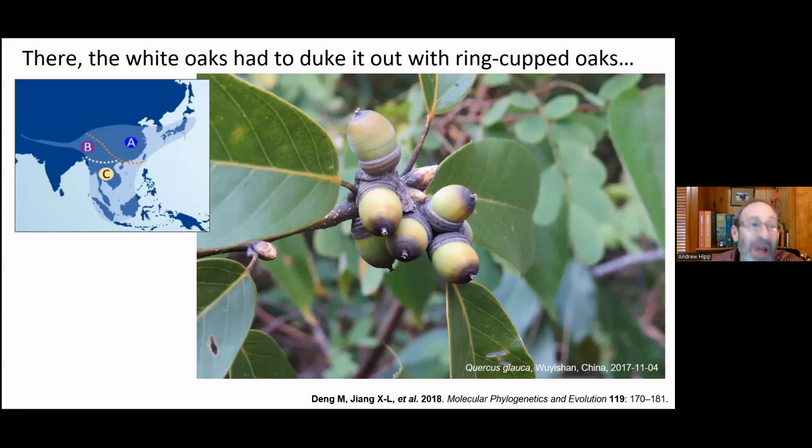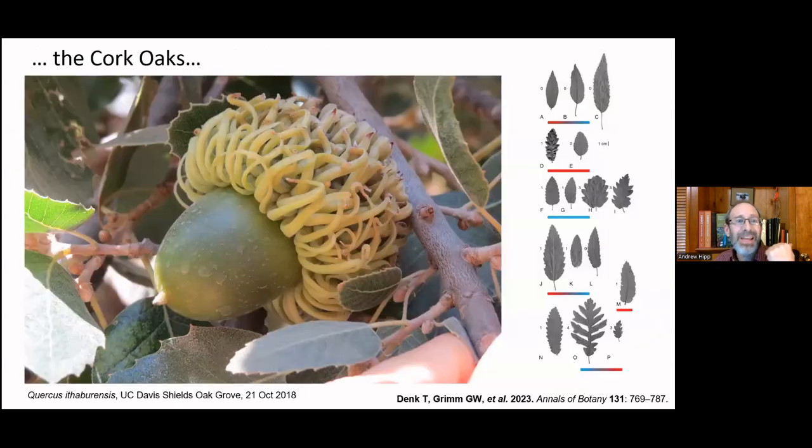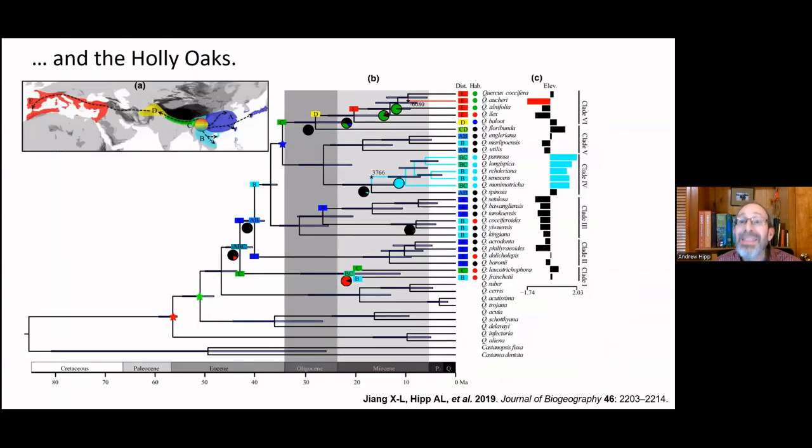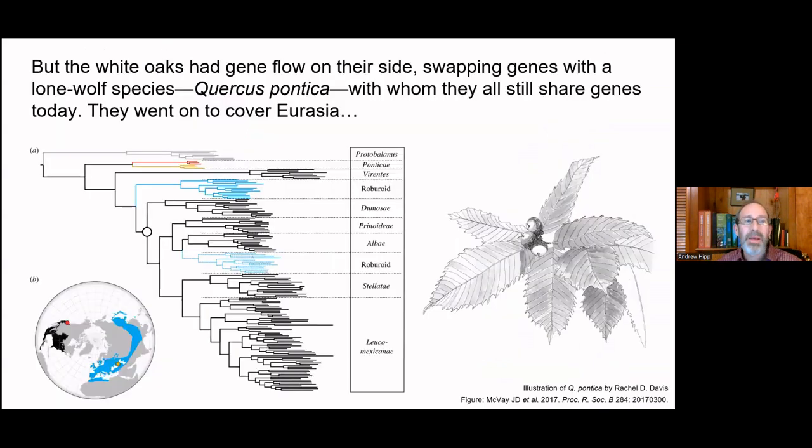And when it got over there, the white oak group had to duke it out with the ring-cupped oaks of Southeast Asia, with the cork oaks that were by this time in East Asia and Europe, and the holly oaks, which were doing a fascinating thing. The holly oaks here, I'm going to show a little phylogeny, because they had evolved in Southeast Asia and moved along the Himalayas over to Western Europe in time to meet the white oaks who were coming in from Eastern North America. So, but how did the white oaks do it?